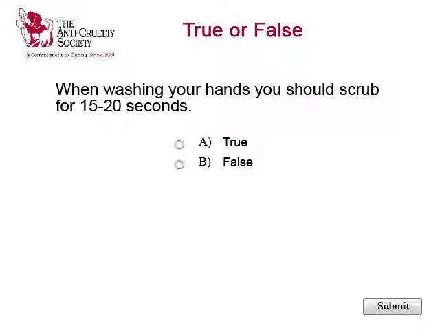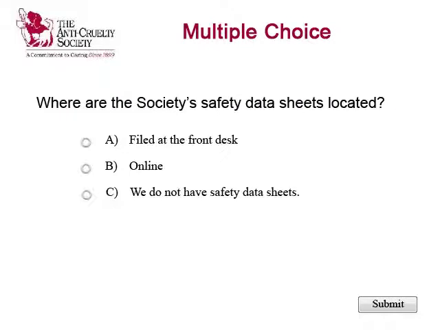Where are the Anti-Cruelty Society material safety data sheets located? A. Filed at the front desk. B. Online. Or C. We do not have material safety data sheets.